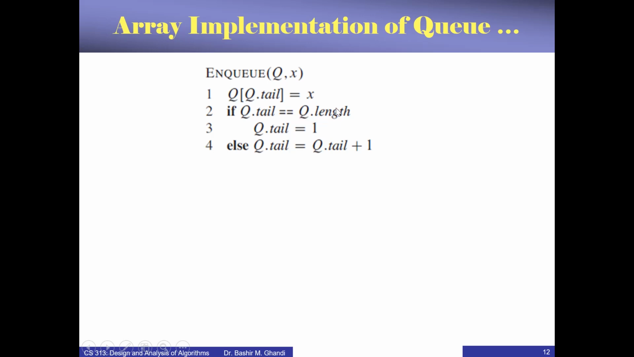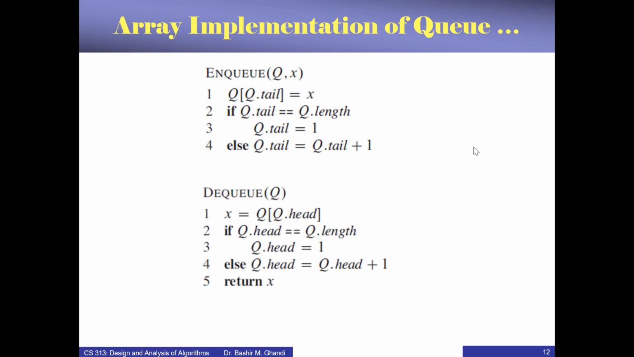q.length will tell us how many elements there are. So in case q.tail equals q.length, then the new value of q.tail is going to be 1. Wrap it around to become the first index. Otherwise, it means q.tail is somewhere in the middle. It has not yet reached the end. So in that case, all you have to do is increment it by 1. So this is the enqueue operation.